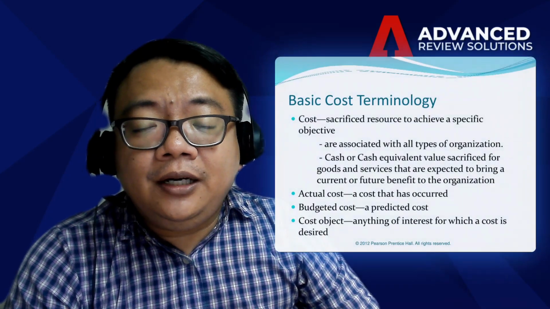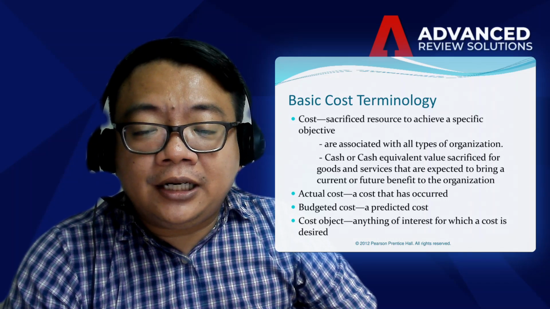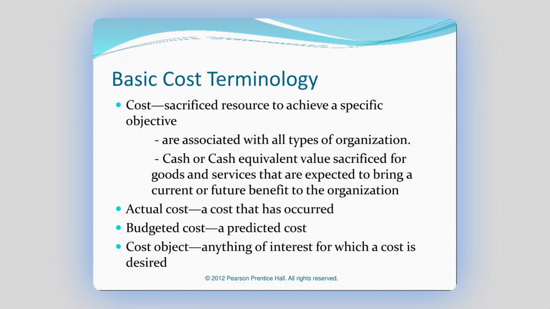Okay. So what are the basic terminology, particularly for cost or cost accounting? Very important here, class, is to know first the meaning of cost. Ano yung cost? The cost daw is a sacrificed resource to achieve a specific objective. Okay. So lahat yan, class, are associated with all types of organization. That's why it is very important to know that there would be cash or cash equivalent sacrifice for the goods and services that are expected to bring current or future benefit to the organization.